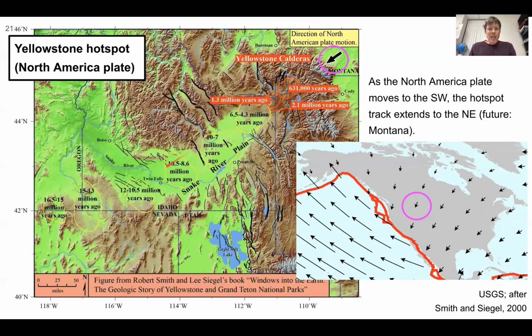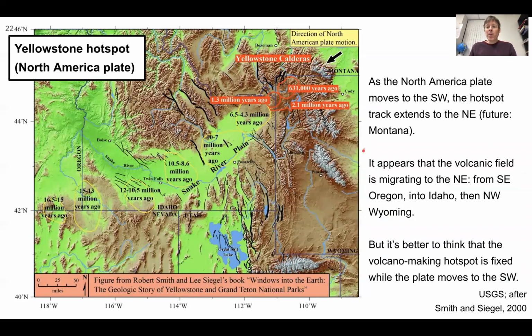In essence, Yellowstone would have sort of marched its way along, and right now it's sitting with all that activity and interest here. So it appears that the volcanic field is migrating to the northeast, you could say, from that perspective, from southeast Oregon into Idaho, then northwest Wyoming. But it's better to think that the volcano-making hotspot is fixed and the plate is moving over it. That's a better perspective. It still gives rise to what we see today, but it's sort of a matter of reference.